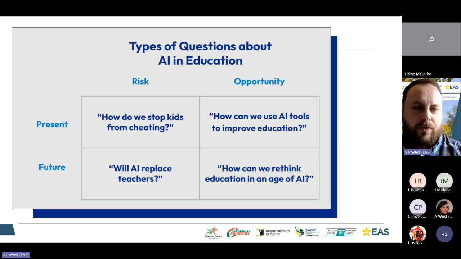We worry about the future. We worry about AI replacing teachers, but the opportunity really is how can we rethink education in the age of AI? How can AI support you with your workload, support you with planning, with resourcing, and give you more time to be present in the classroom? So all of those questions there are true and real, and we need to address all of these different things as we go through the process of implementing AI into our school and classroom.